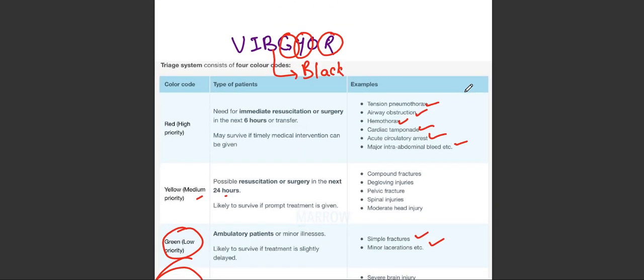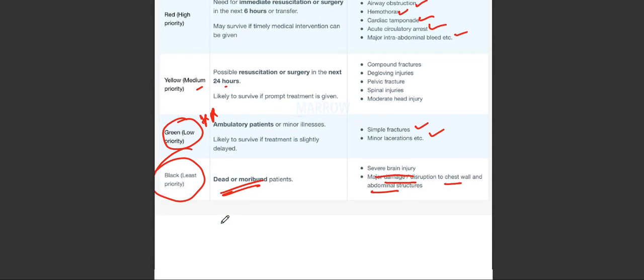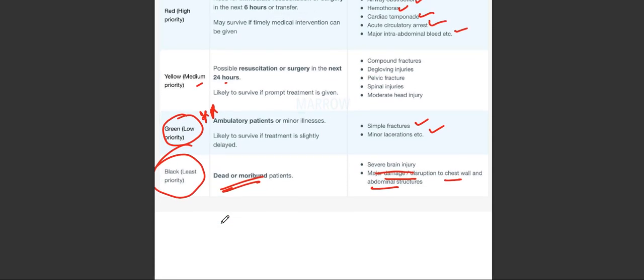Then in VIBGYOR, R is given the highest priority. Then yellow is given medium priority. Green, this question is asked multiple times, is for the ambulatory patient. The color coding given for the ambulatory patient is green, which also contains the lowest priority patient. And black is for the morbid patient, which is also asked multiple times, black representing the least priority patient.